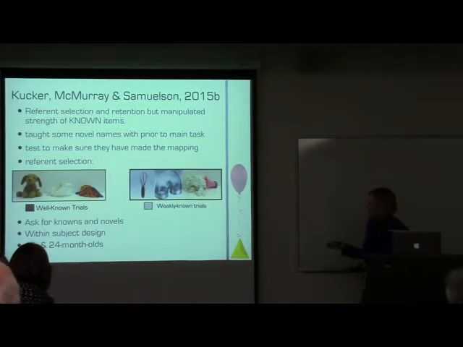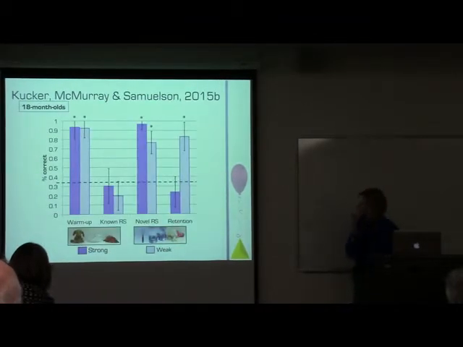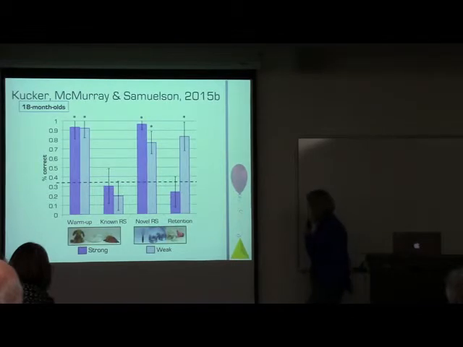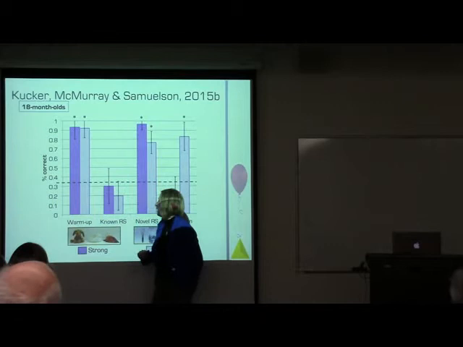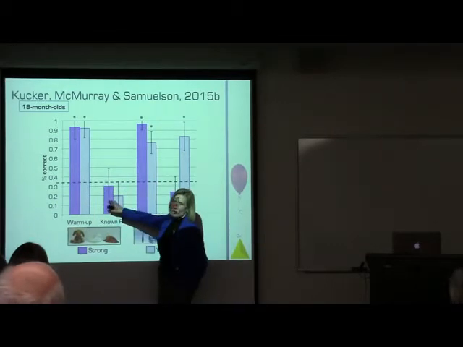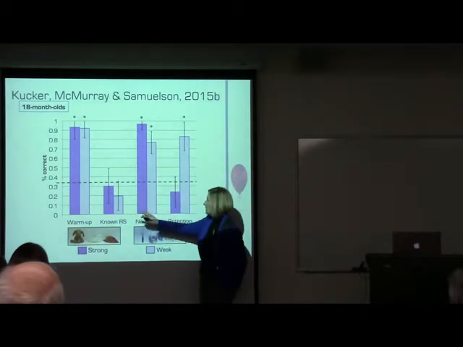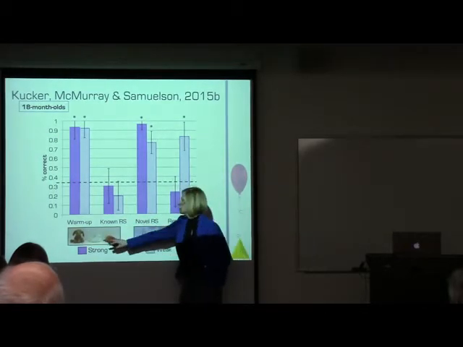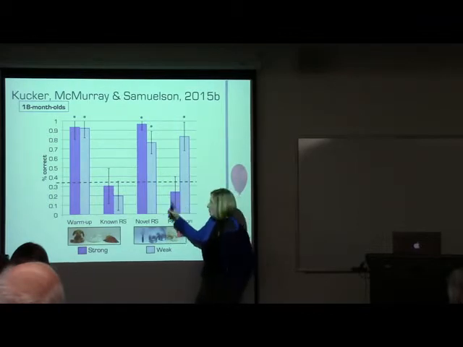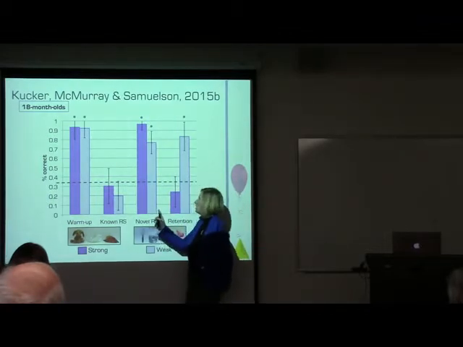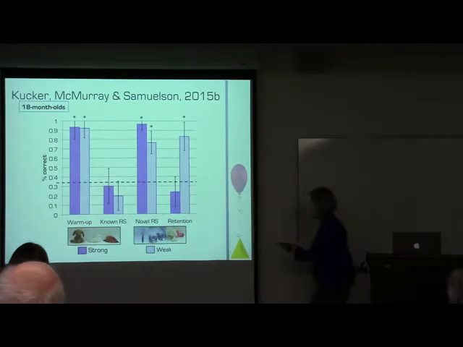And we have 18 and 24-month-olds. These are the data from the 18-month-olds. And what you can see here is that on the strong trials, they do good in the warm-up. They still show that bias to go with the most novel thing, right? They do good, however, on these novel reference selection trials, no matter if it's a strong or weak. And in the cases where they get the yak here, they retain that mapping over a delay. Okay, so when the competitors are not very strong, they're able to retain that mapping.